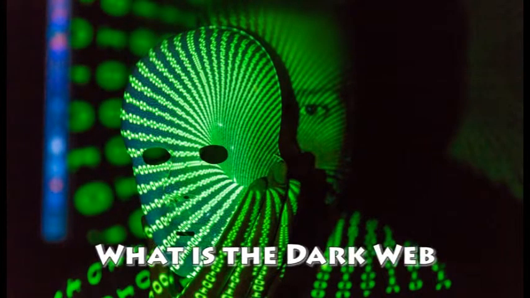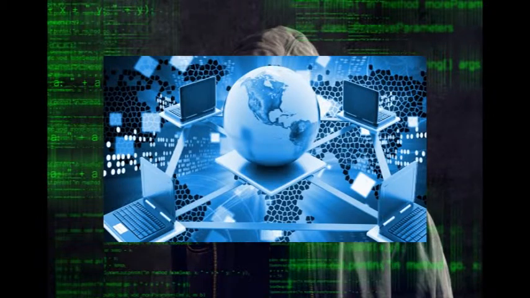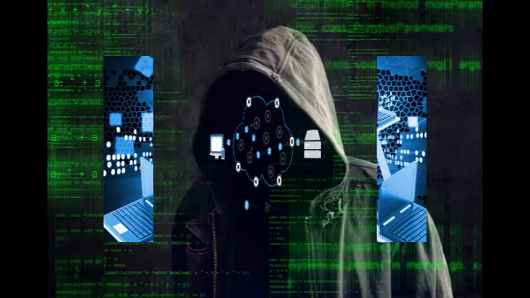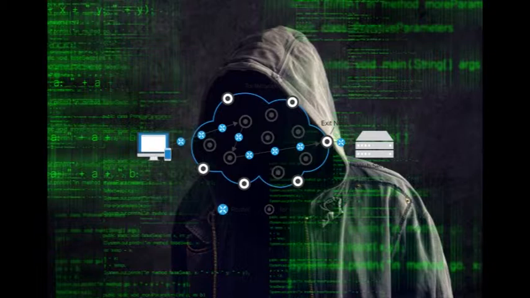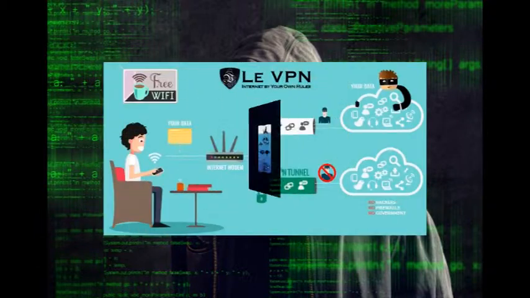What is the dark web? The dark web is the World Wide Web content that exists on darknets, overlay networks that use the internet but require specific software, configurations, or authorization to access. The dark web forms a small part of the deep web, the part of the web not indexed by web search engines. How to access?